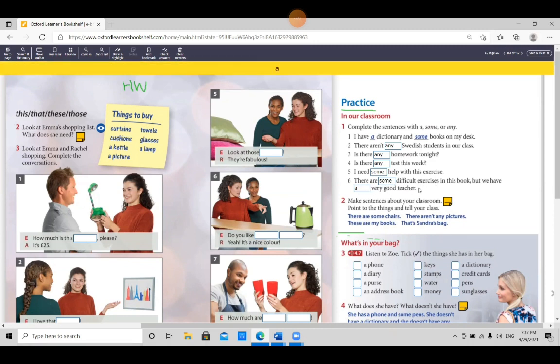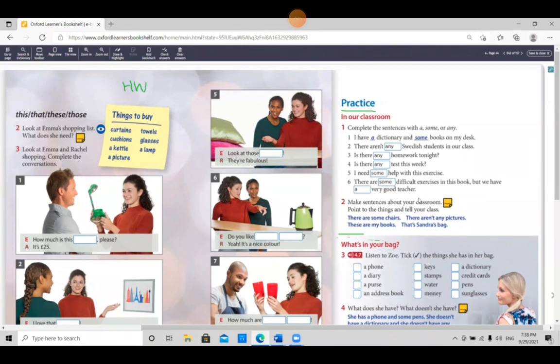There are some difficult exercises. We have exercises, a plural noun, so I use some. But we have, again, a positive sentence. We don't have not. We have a very good teacher. Teacher is a singular noun, so it takes a. All these adjectives, very good. So my singular noun is teacher, a teacher. If it is negative, we don't have any good teacher. But now here it is not negative, it is positive.